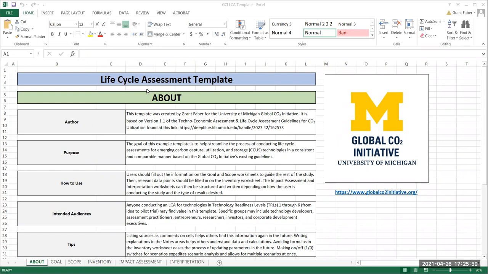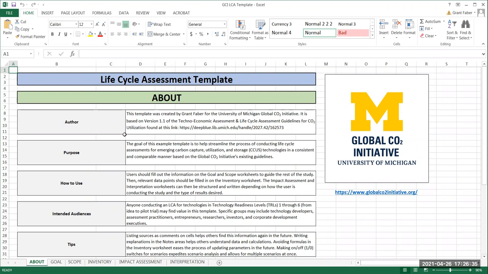To start, this life cycle assessment template exists as an Excel workbook, so you'll need Microsoft Excel to be able to download and change this model around. You can see on the bottom different worksheets, and each of these represents a different stage of the LCA process that we separated out here. This first page is the About page, and it offers some background information on the template, on the project, and so forth.